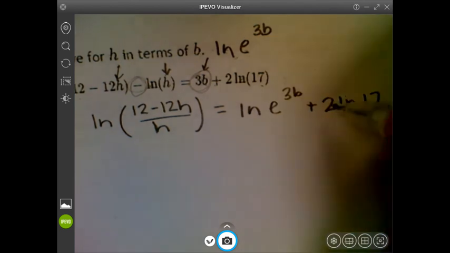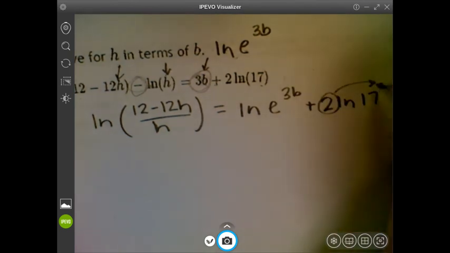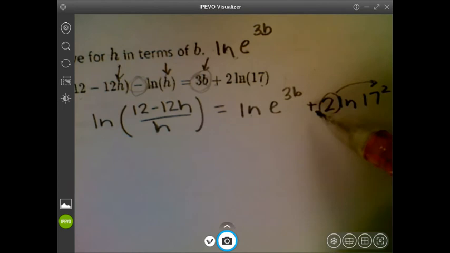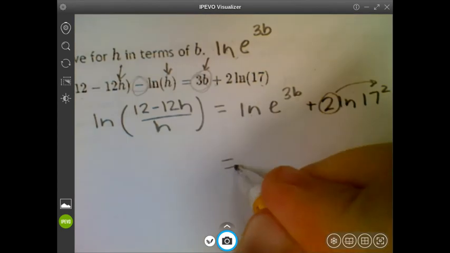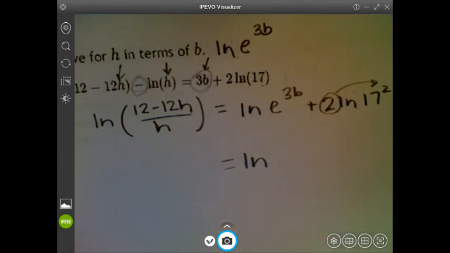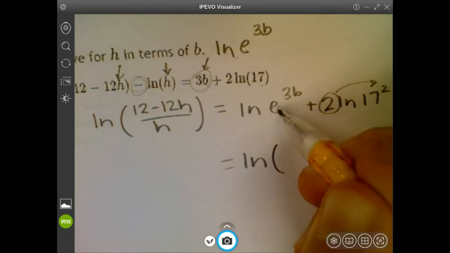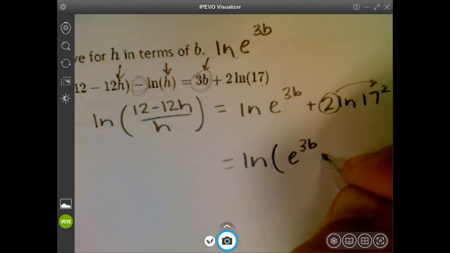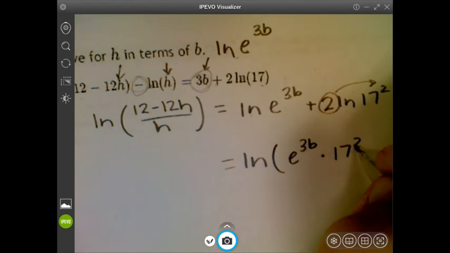And you can actually do a little bit more to solve here, right? The 2 can go into the power and make that 17 squared. And because you have 2 natural logs now being added, you can write them as 1 natural log with a multiplication. And so it would be e to the 3b times 17 squared.